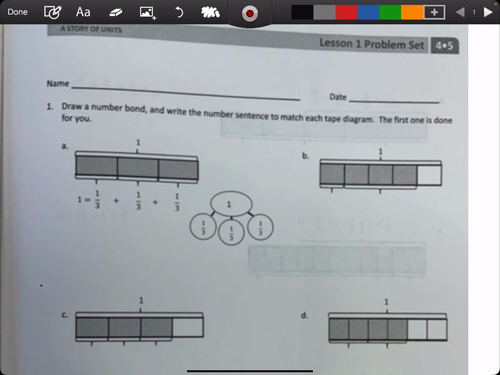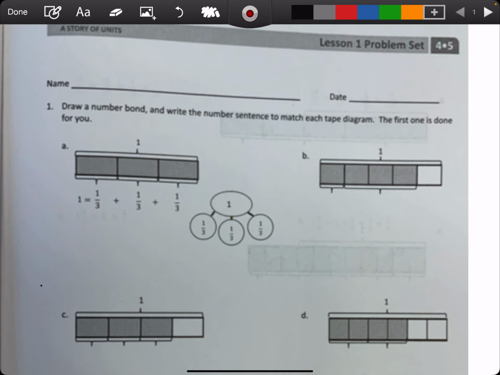All right, so you will notice that we have a rectangle shaded in. It's split into 1, 2, 3 equal pieces. So that's how we know that it's split into thirds, because we have 3 equal pieces. All 3 pieces are shaded in. So to draw a number bond right here, how much is shaded in? The 1 whole. All right?